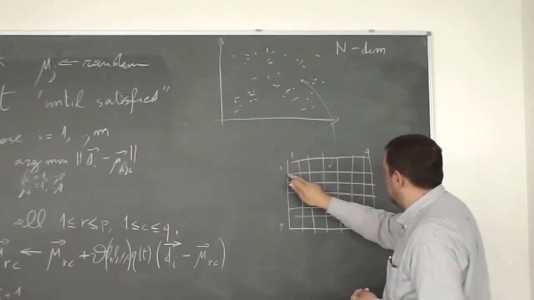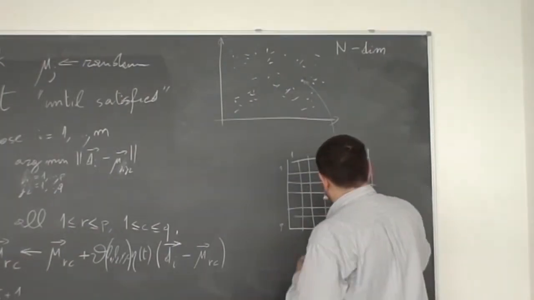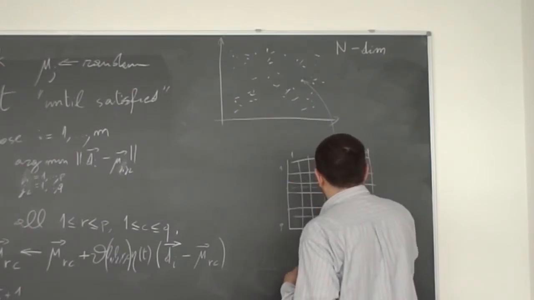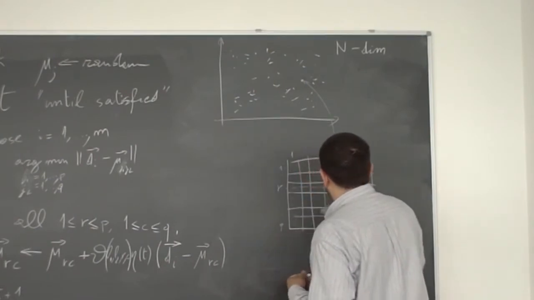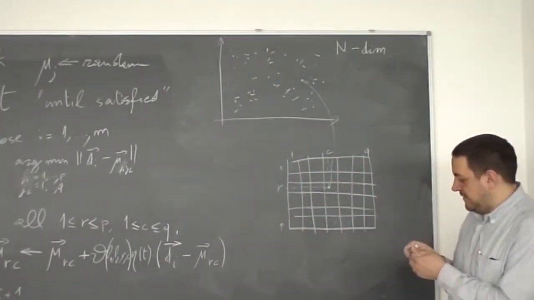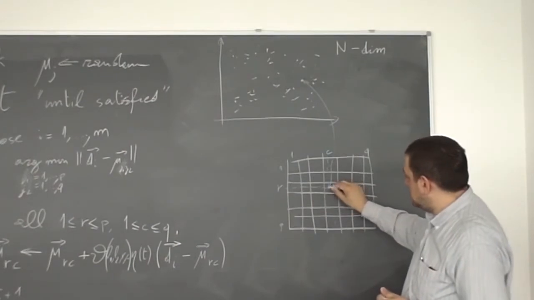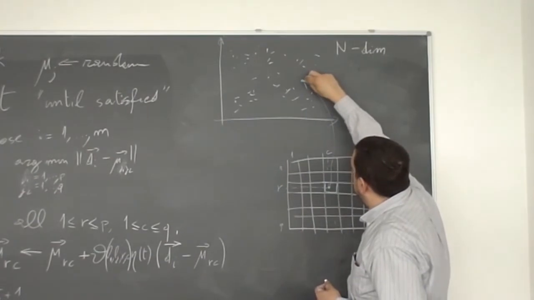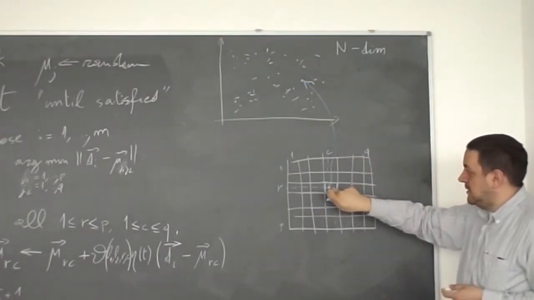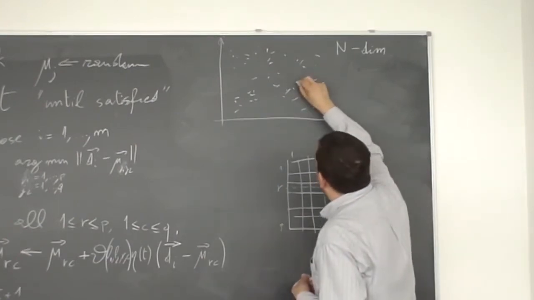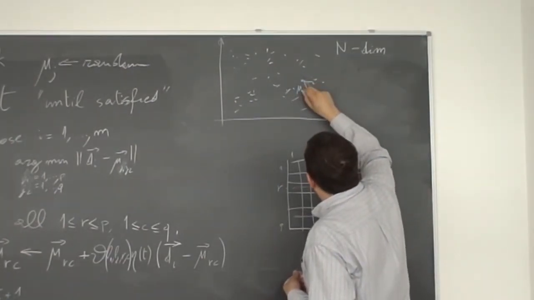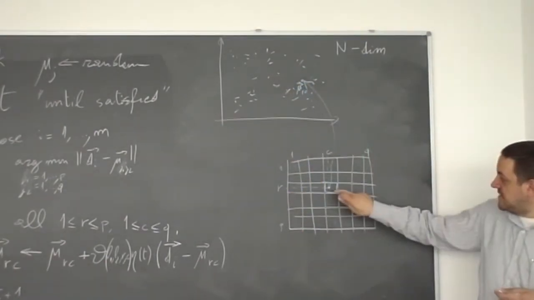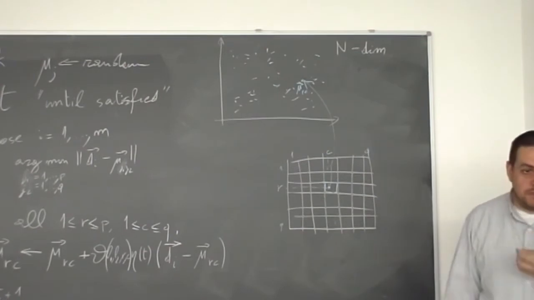If this is, let's take the generic C, this square of this matrix is associated to the representative mu r c, which is a vector in the n-dimensional space. Each of these squares contains a vector in the n-dimensional space.